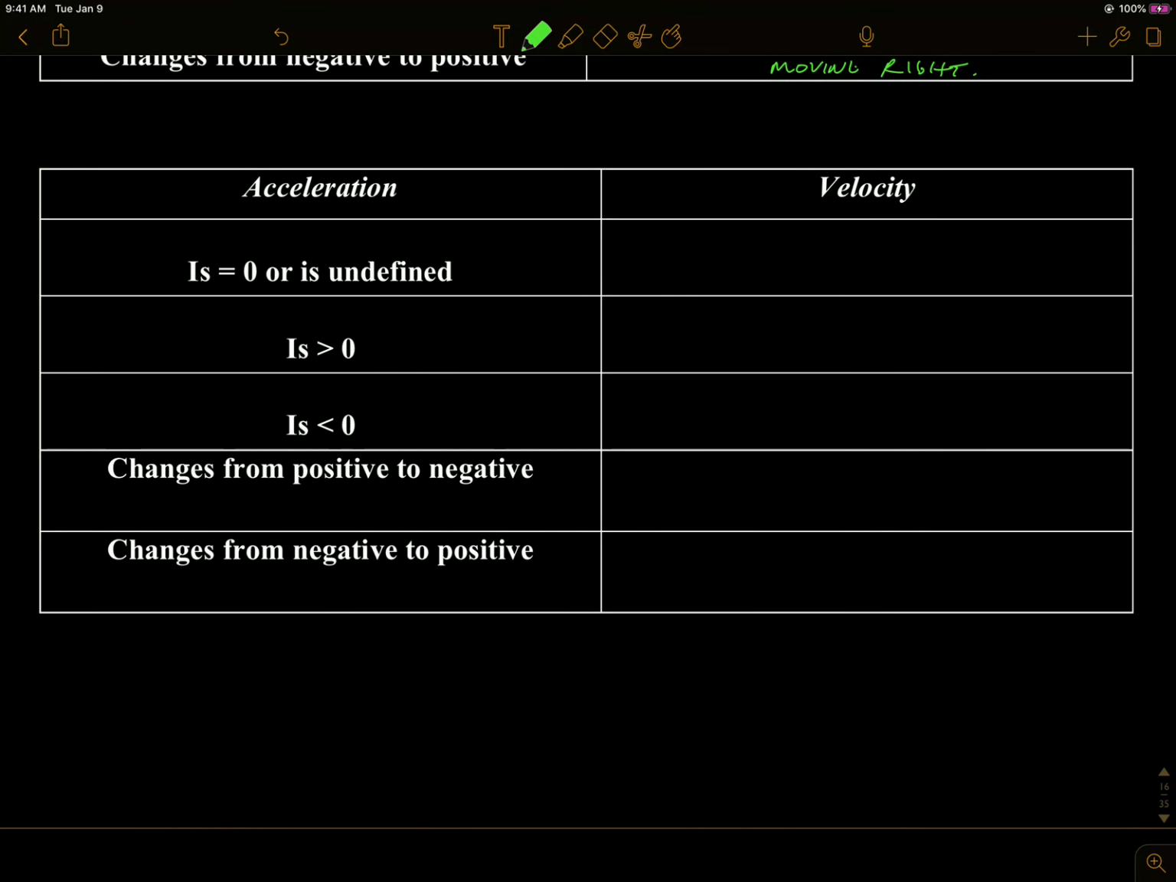Acceleration, now we're looking at basically the connection between acceleration and velocity. And remember that acceleration is the derivative of velocity. So again, these are going to be closely related to when a function is increasing, f prime is positive, and all the stuff that we know about a function and its derivative. So if the acceleration is 0 or undefined, that would mean a derivative is 0. That means the original thing has a potential change in sign of velocity.